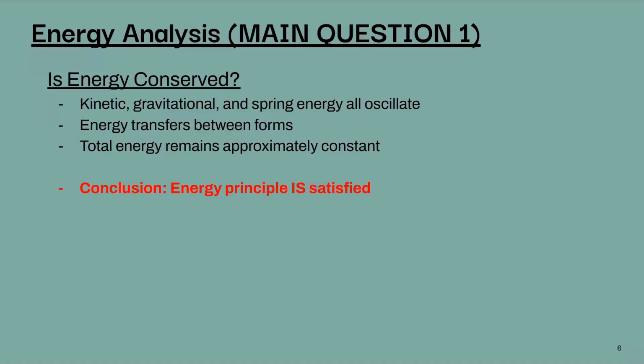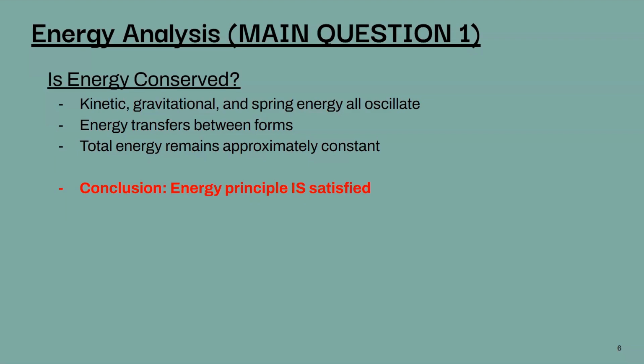This slide addresses whether the energy principle is satisfied in the system. The graph shows that kinetic energy, gravitational potential energy, and spring potential energy all oscillate over time. This indicates that energy is continuously being transferred between these forms as the system moves. For example, when the mass moves upward, gravitational potential energy increases while kinetic energy decreases. Similarly, when the spring is stretched, spring potential energy increases.